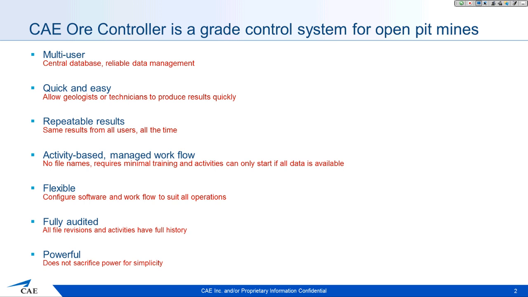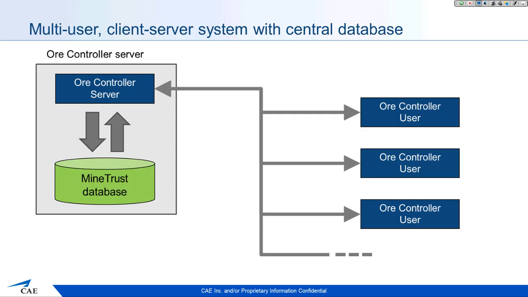As I mentioned, it's a multi-user system that uses a central database, and typically it can support 5 to 10 users if that's necessary, but it works equally well as a standalone system. But in any configuration, there is a logical split between the server and the various users. So this slide shows that we have 3 users in this implementation, and as each user connects to Ore Controller, they connect through their local network to a server, and that server will manage a database of files and information about the process.